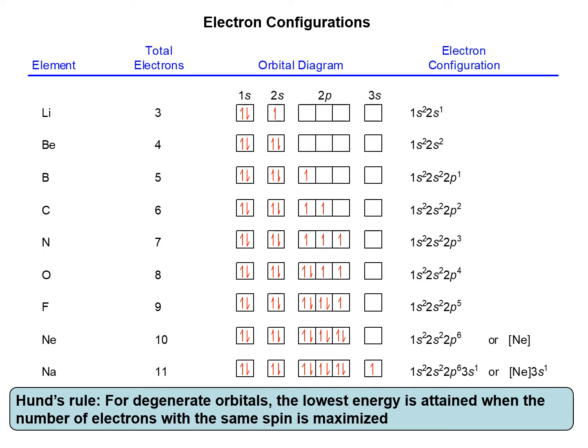So if we look at sodium, it has 11 electrons. So we could fill up 2 electrons in the 1s orbital, 2 electrons in the 2s orbital, 6 electrons in the 2p orbital, and 1 electron in the 3s orbital. So the electron configuration of this is 1s2, 2s2, 2p6, 3s1, or [Ne] 3s1. The neon bracket basically represents the full shell noble gas prior to sodium. Hund's rule for degenerate orbitals: the lowest energy is attained when the number of electrons with the same spin is maximized.